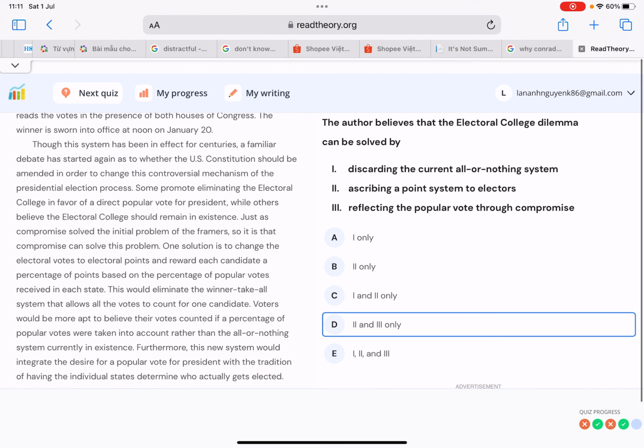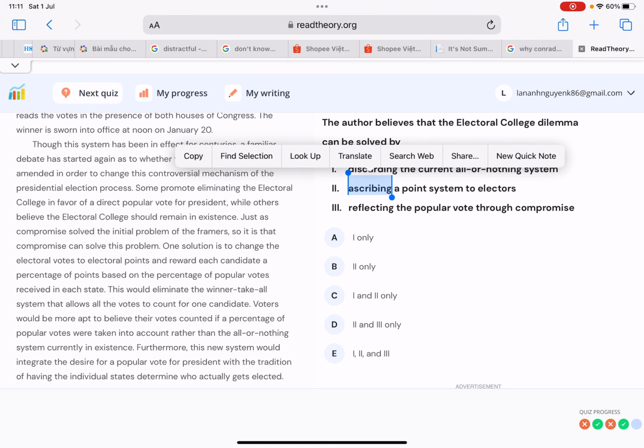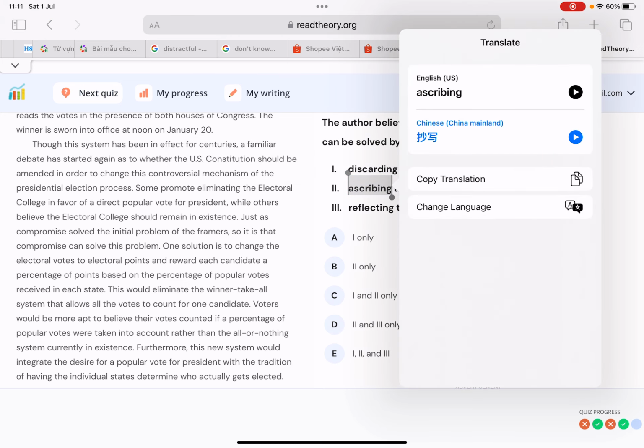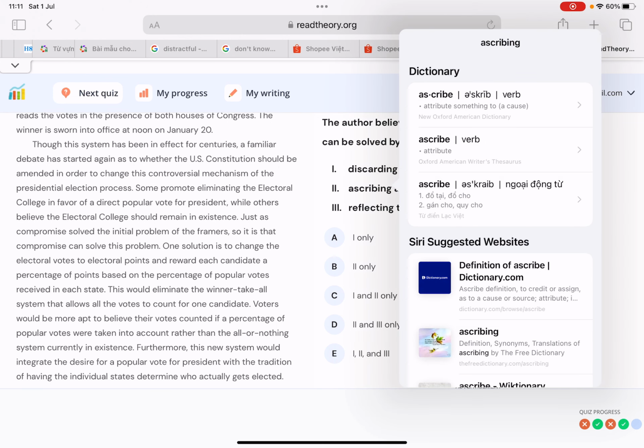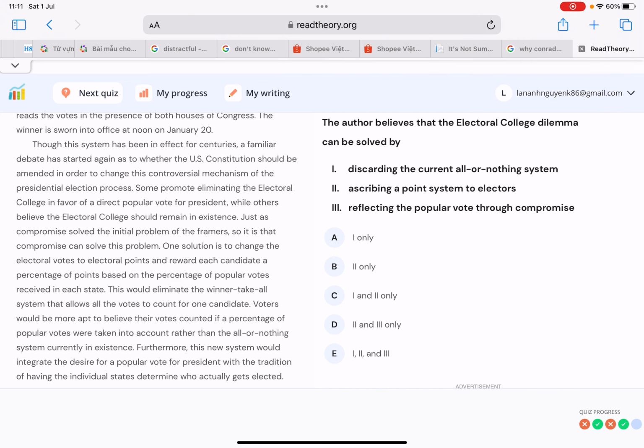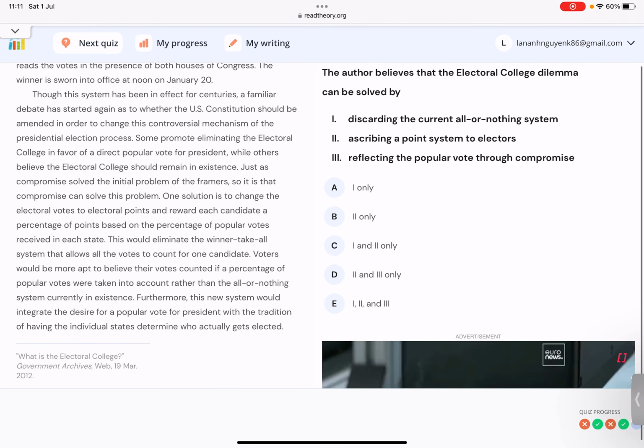The author believes that the Electoral College dilemma can be solved by discarding the current all-or-nothing system, ascribing a point system to electors. What exactly is "ascribe"? This is a new word for me, to be honest. So ascribe means to attribute someone to a cause, reflecting the popular vote through compromise.